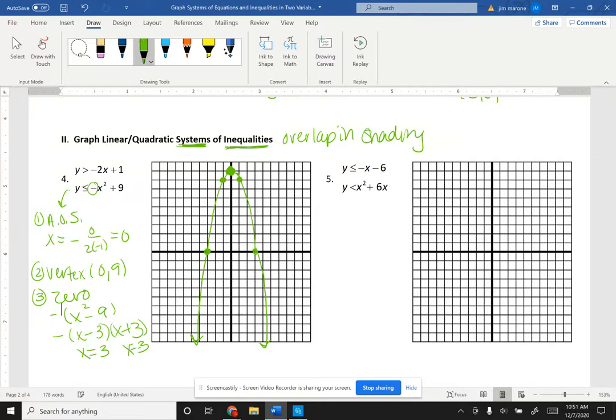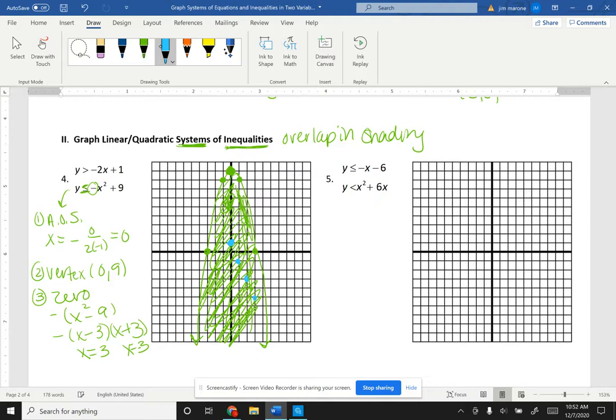Then remember, because this is less than or equal to, it's going to be a solid line, and then we shade below that vertex. So below it, point down, and we shade everything in there. So the green stuff is my parabola. Now to make it a little bit easier for me, I'm going to do my line in blue. So I go up to 1 and then down 2 to the right one.